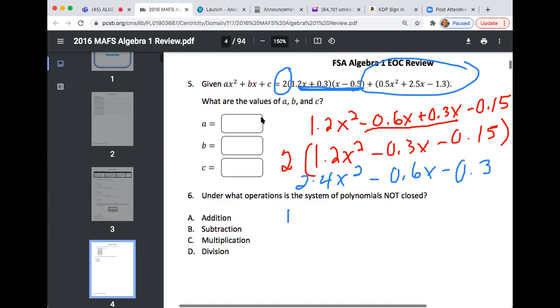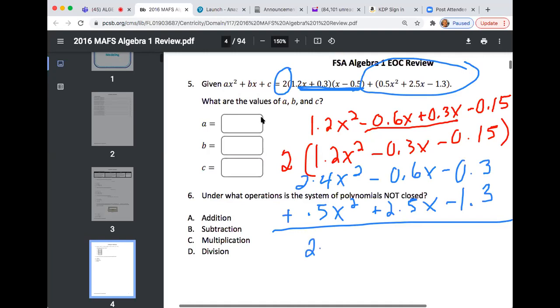Now I'm going to add all of this to it. So I'm going to add the 0.5x squared plus the 2.5x minus the 1.3, guys. Let's add them up together. 2.4 plus 0.5 gives me 2.9x squared. And then, guys, negative 0.6 plus 2.5 is going to give me 1.9x. And then negative 0.3 and negative 1.3 gives me negative 1.6.